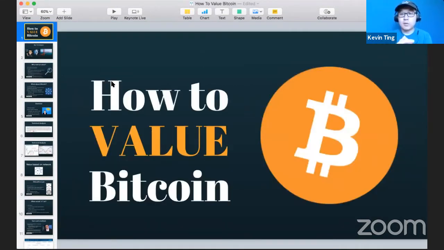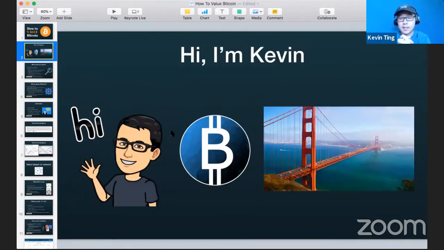Okay, so we're going to take a look at a few ways on how to value Bitcoin. And before that, I'm Kevin. I'm the founder of Bitcoin for Beginners, based in San Francisco Bay Area. Not an economist, I don't have a financial background, but we did quite a bit of research on this topic, and it was quite fascinating too. So I hope you guys learn something today.